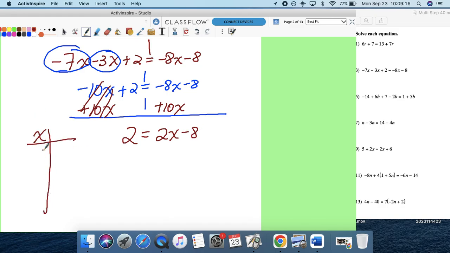Make a little story here. Here's my variable x. It's being multiplied by 2. Subtract 8. And that somehow gave me 2. The inverse operation I'm going to use is plus 8. And then divide by 2.